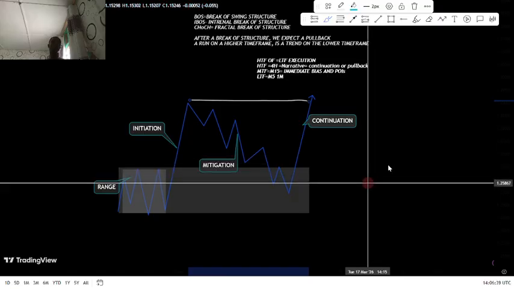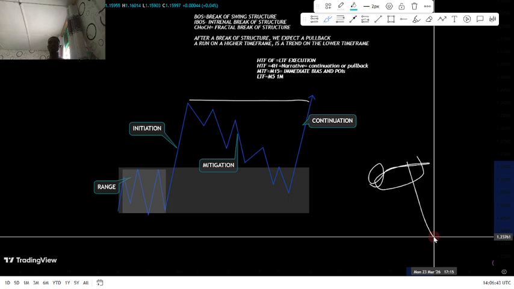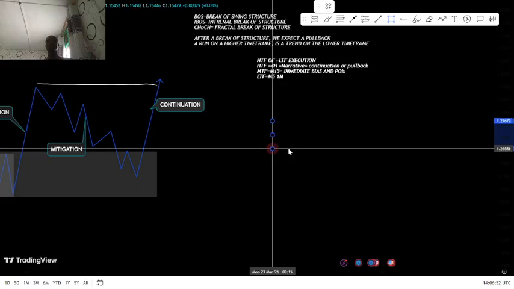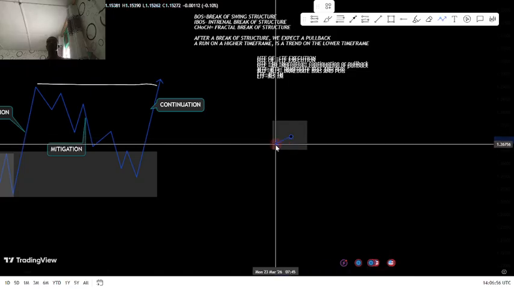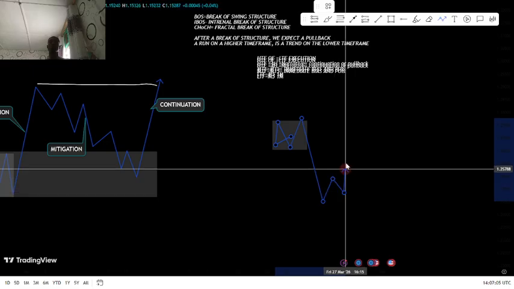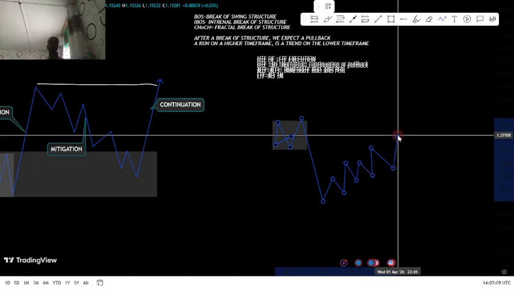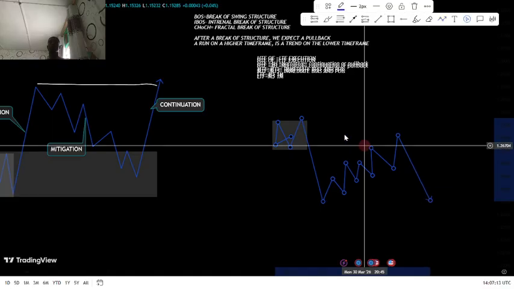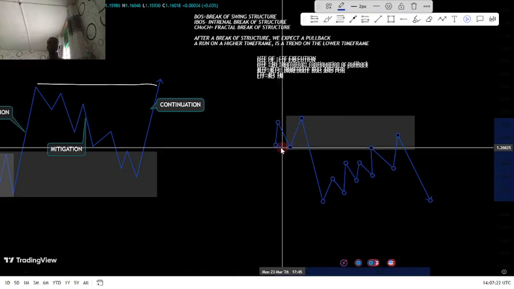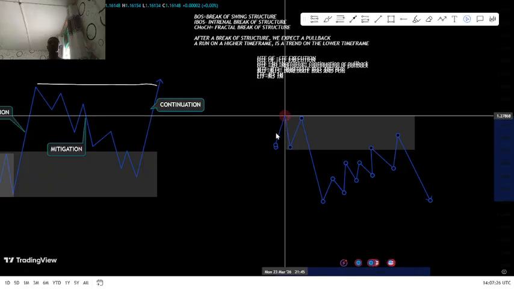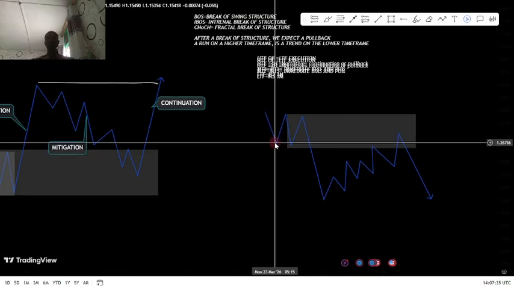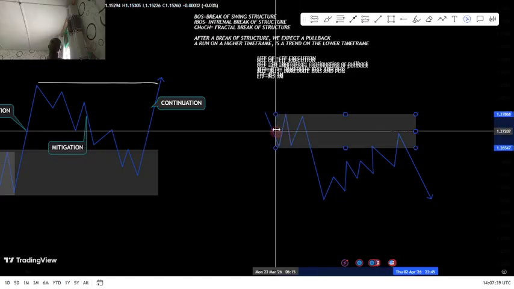It is the same for bearish. You have a range. Price will be bouncing within the range, right? And we will start to initiate out of the range to the downside. We will start to pull back into the zone, and after we mitigate the range, we will continue the move to the downside. So we have range, initiation, mitigation, and continuation, right?